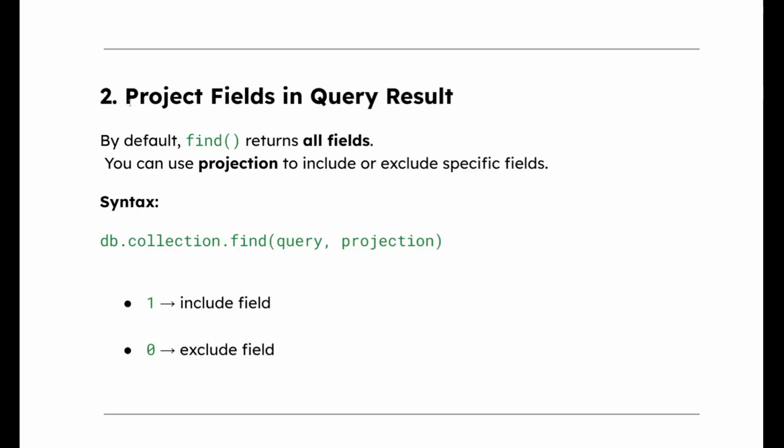So how do we project fields in the query result? So basically you all have used multiple queries till now, right?